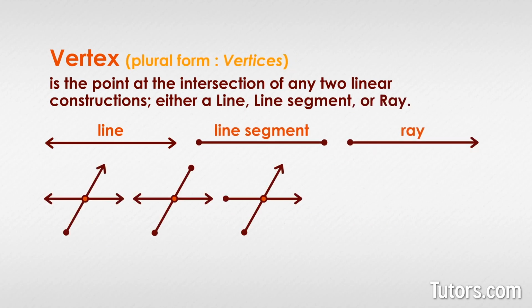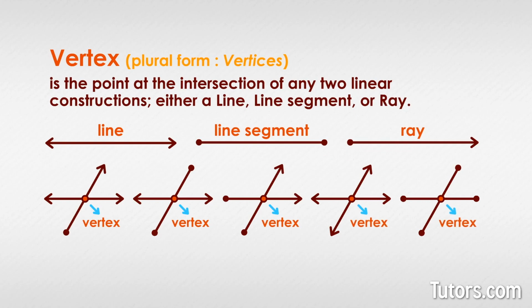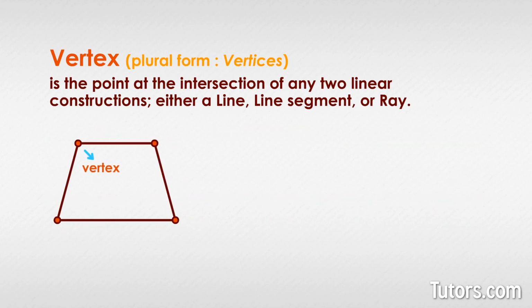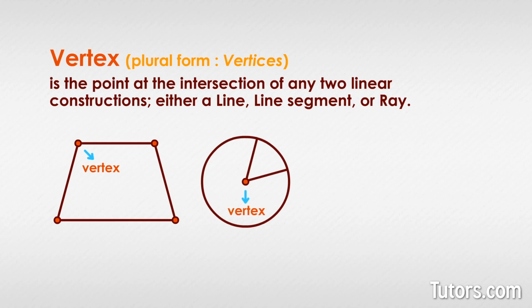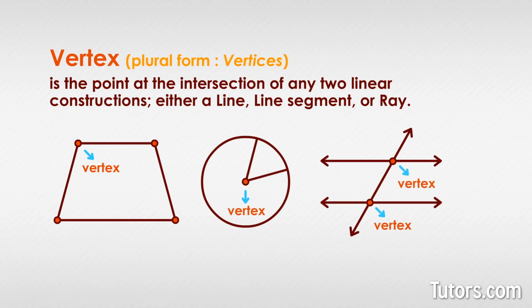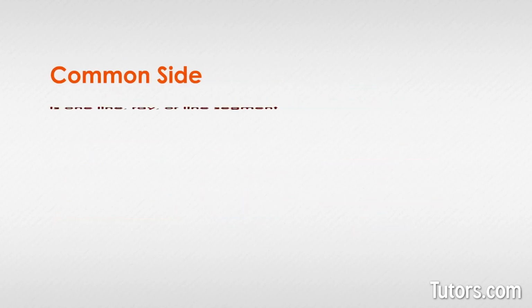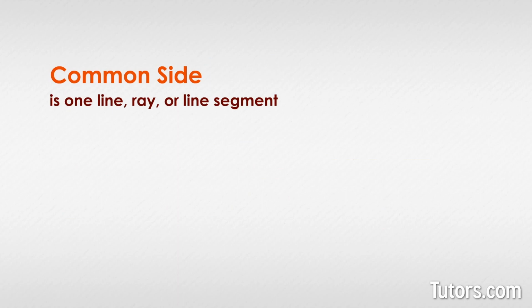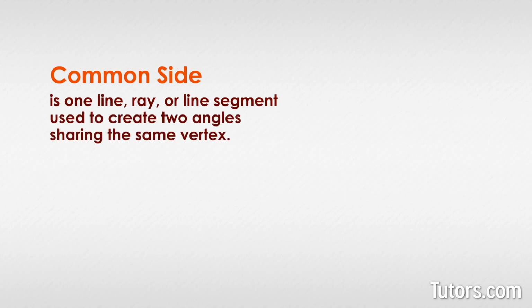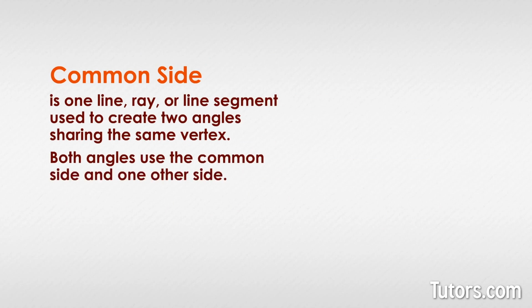You can mix and match these to create vertices in many ways. You see vertices in the corners of polygons, as central angles in circles, and when linear constructions like parallel lines and transversals cross. A common side is one line, ray, or line segment used to create two angles sharing the same vertex. Both angles use the common side and one other side.